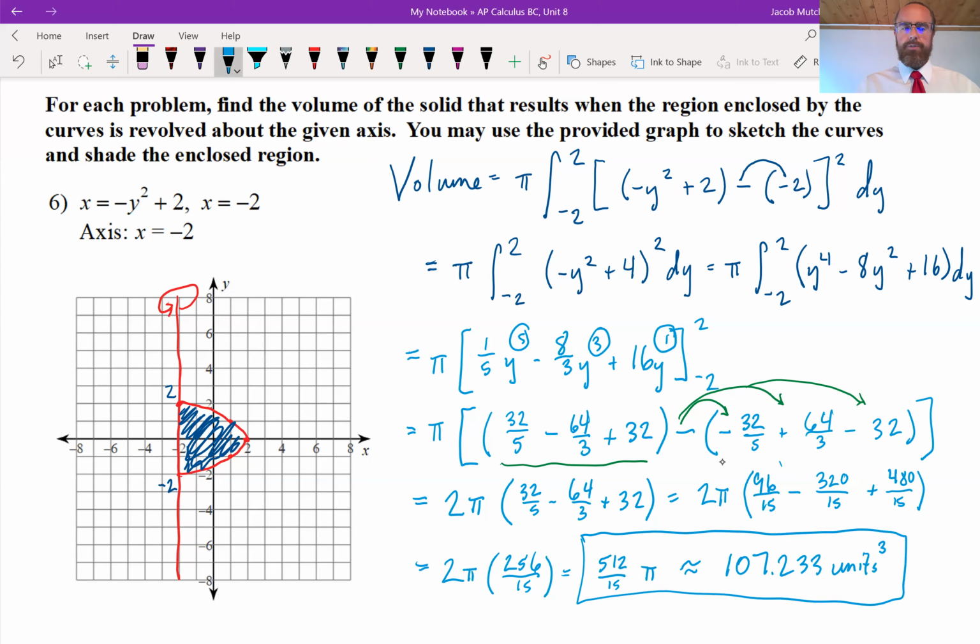Thank you for joining for these 2 examples of calculating the volumes of solids created by revolving about shifted axes. We took a look at horizontal shifted axes as well as vertical shifted axes. See you soon.